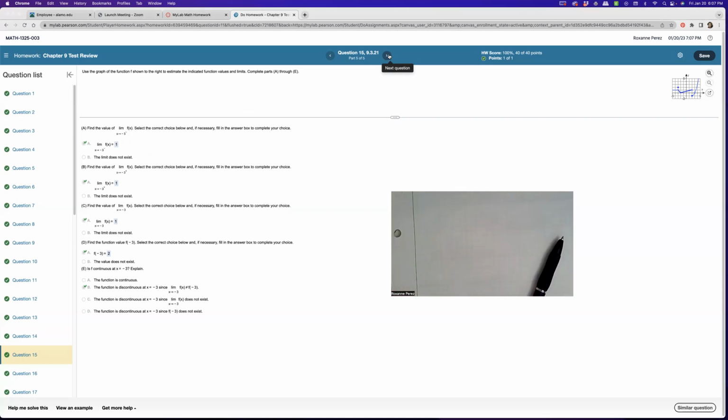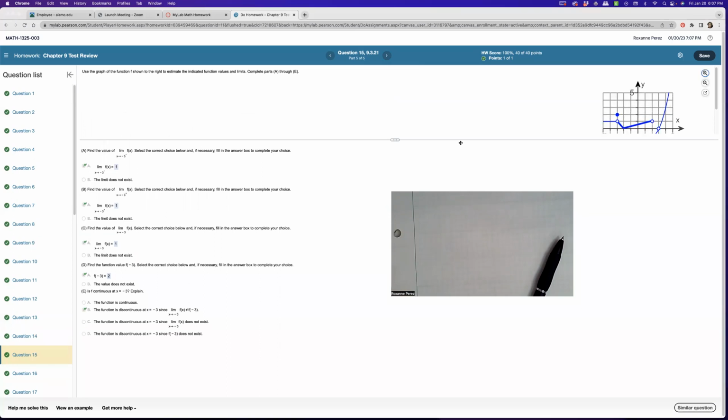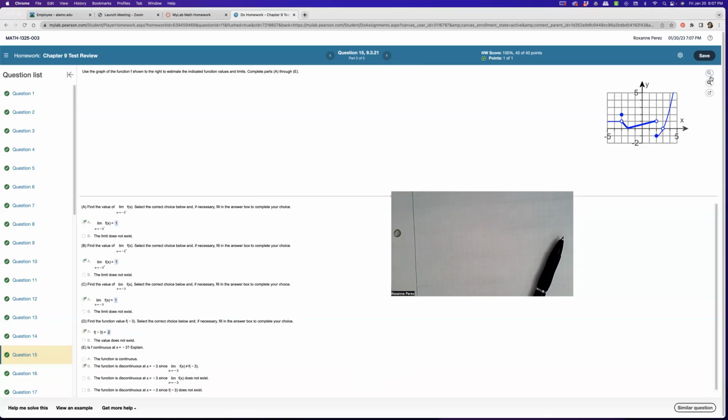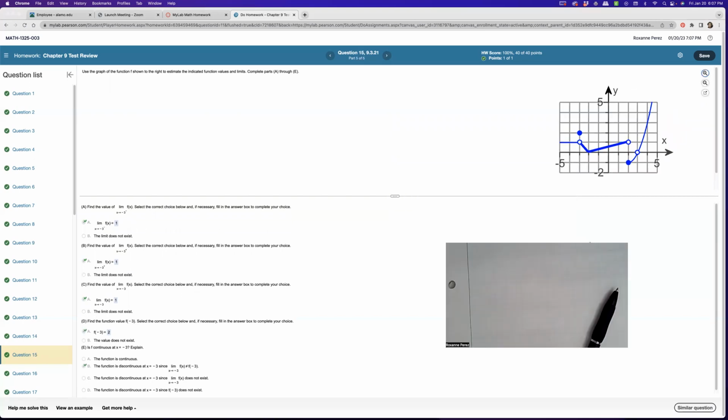Okay, here we're using our super zoom in, bring this down so you can keep making this function extra large. 15 is just a graph.